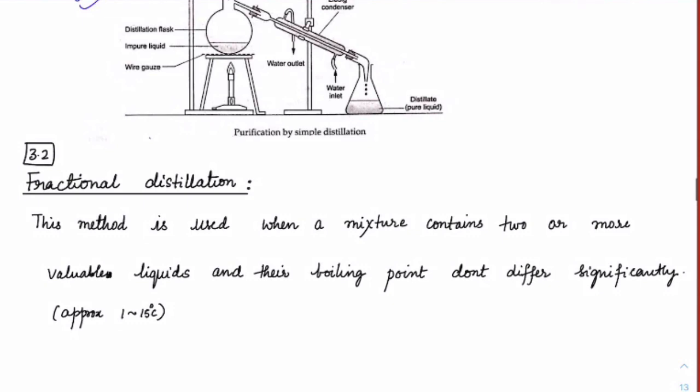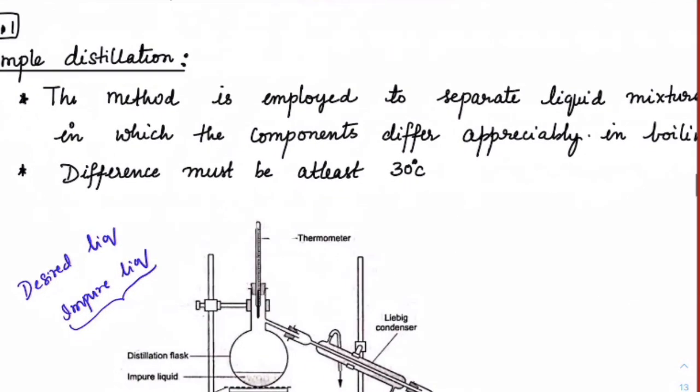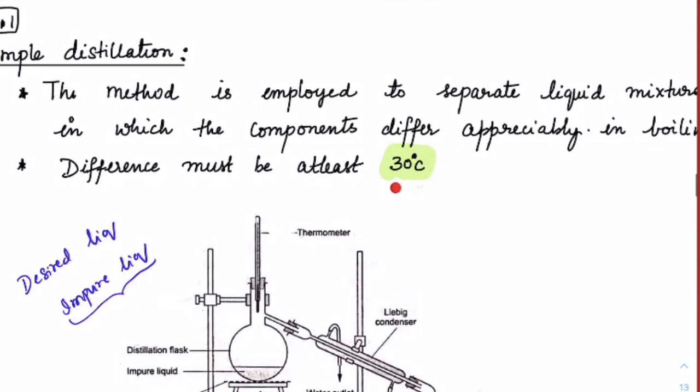Now, in the case of simple distillation, the important point is that the difference in the boiling points must be at least 30 degrees. 30 degrees or more will give you an appreciable amount. Because if it is very less, the other liquid will also start vaporizing almost at the same time, and you won't be able to separate them properly.